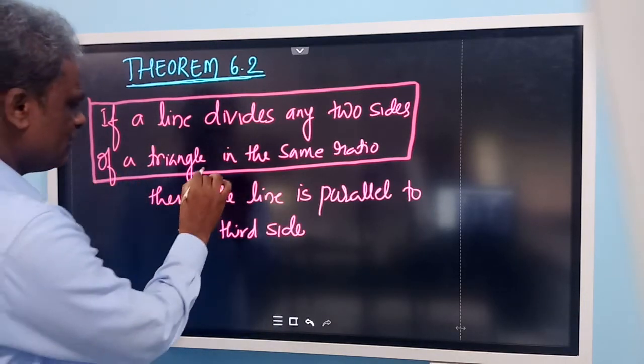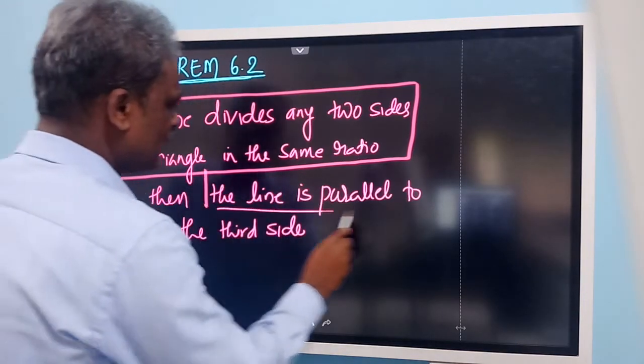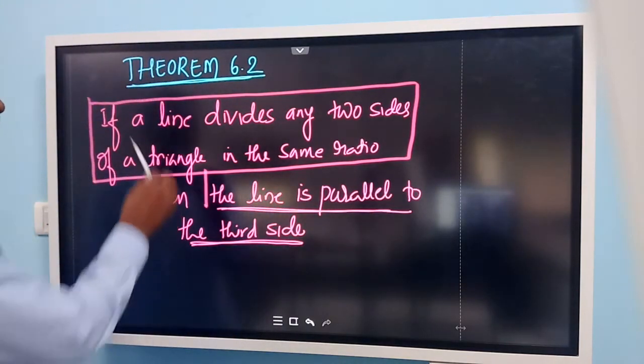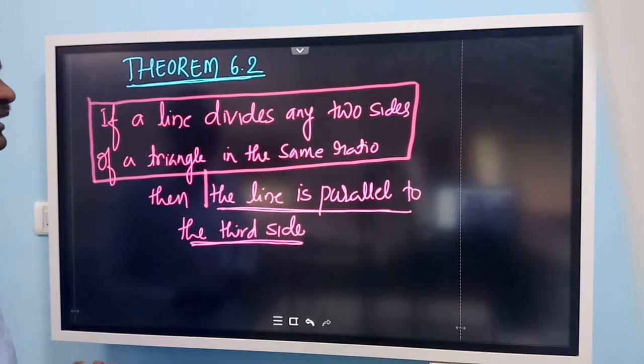Then what you have to prove? Then you have to prove this: the line is parallel to the third side. This we need to prove here. So the given is this much: a line divides two sides of a triangle in the same ratio.